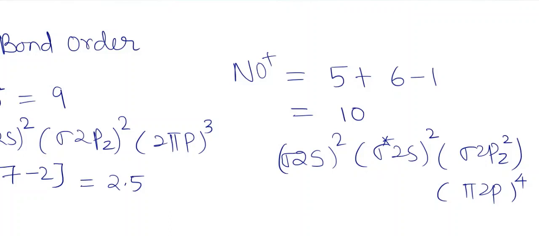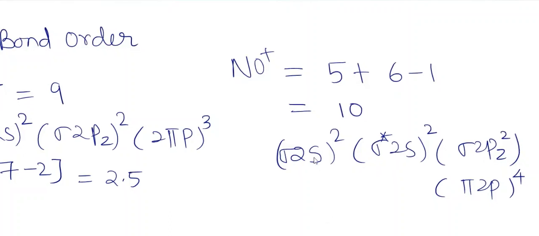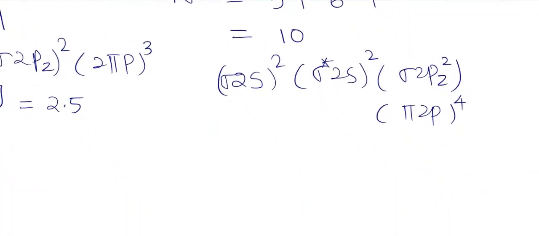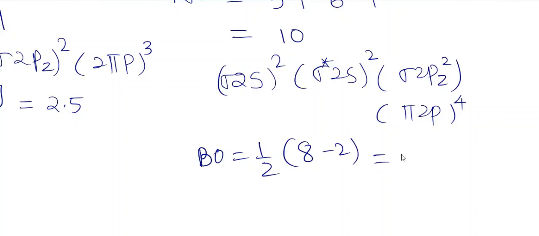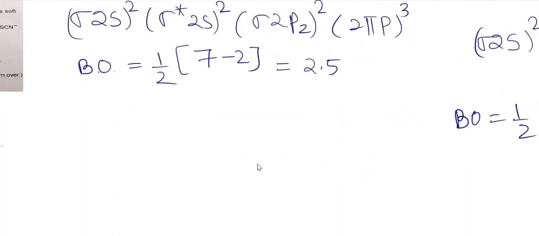Then come to the bond order calculation. Bond order is half of the number of bonding electrons, 4 plus 2 is 6, 6 plus 2 is 8, minus antibonding 2 is equal to 6, 6 divided by 2 is 3. So NO plus has bond order 3. Next move to the third one, which is NO minus.